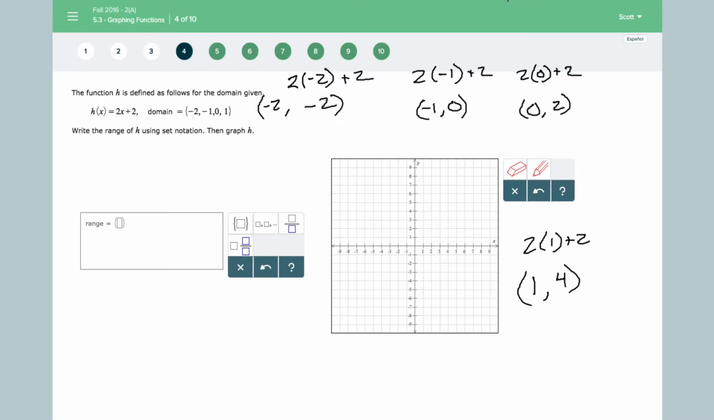So let's go ahead and put those in. What's my range? Well, what's my lowest y? It would be -2, comma, then 0, then 2, then 4. I'm just listing all the y's. Now we're just going to plot these points. -2, -2, -1, 0, 0, 2, and 1, 4. And we see that's a linear equation, or a linear function.